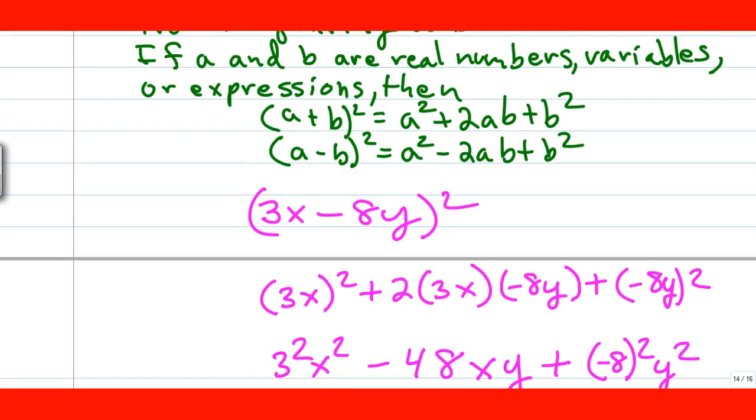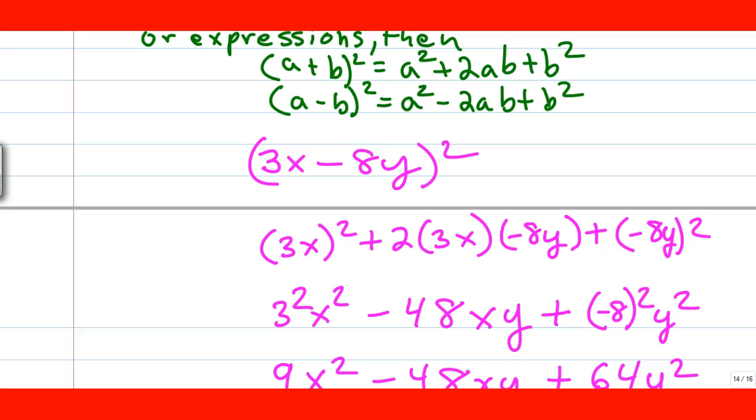So it says to take what's from the a position first and to plug it in. So I end up with the a position, the 3x squared, plus 2 times what's in the a position, which is the 3x, times what's in the b position, which is negative 8y, plus the b position squared, which is the negative 8y squared. And I just need to complete the math.